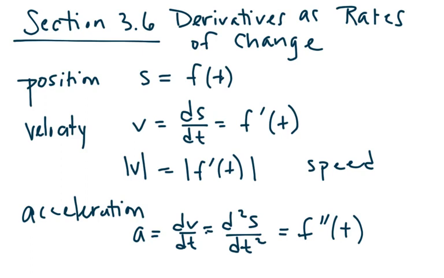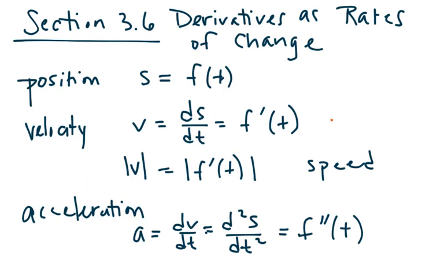So this is one of our first exposures to very applied applications of derivatives, essentially. So suppose we have position. Position is often represented with an s. So s equals some function of t, where t is typically time in this application. Then velocity is the first derivative of position, f prime of t, or ds/dt, depending on what type of notation you're using.